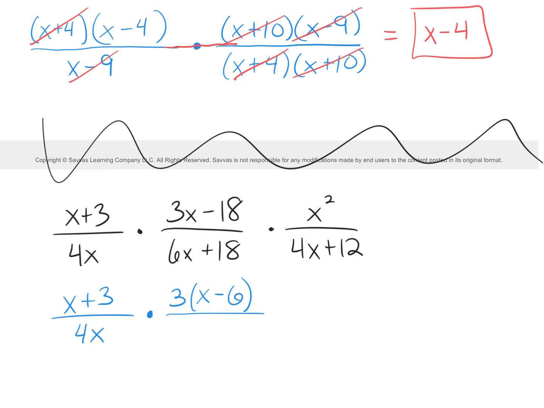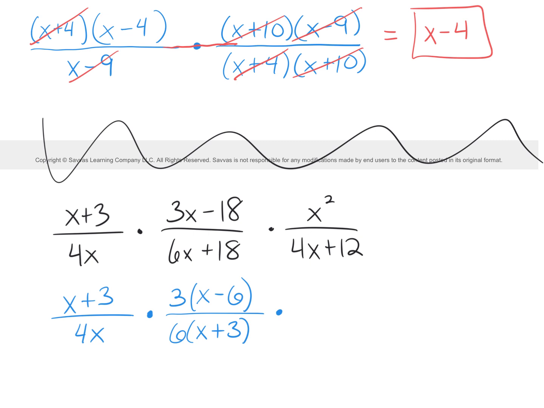Okay, same thing, 6x plus 18. Can I take anything out? A 6, so what am I left with? X plus 3. Oh, that cancels out. Oh, no, it doesn't. Moving on to the last one.